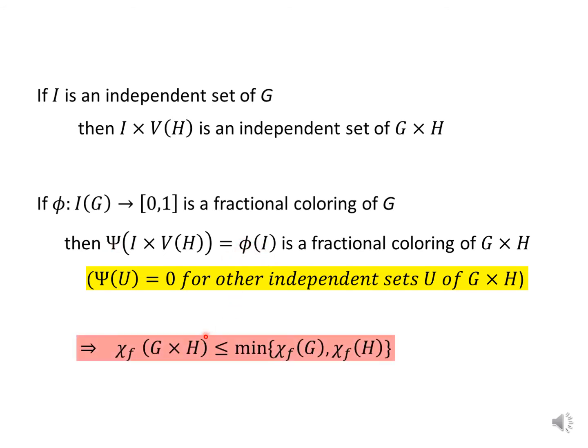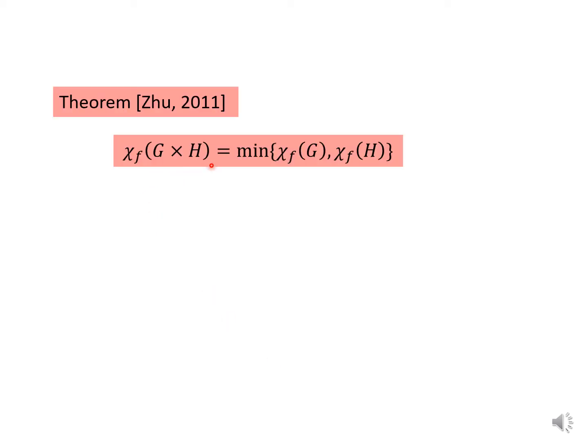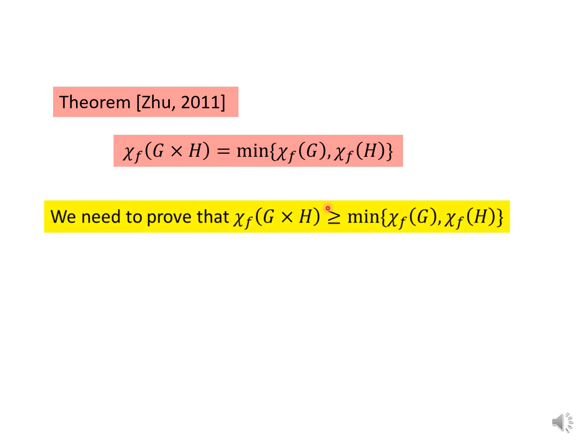So this shows that the fractional chromatic number of the product graph is bounded by the fractional chromatic number of this graph. And similarly, it's bounded by the fractional chromatic number of H. Therefore, it's bounded by the minimum of the fractional chromatic number of these two graphs. Okay, so we want to prove that equality holds, and as we have seen that the one direction of the inequality already holds, to prove the equality we just need to prove the inequality in the other direction.